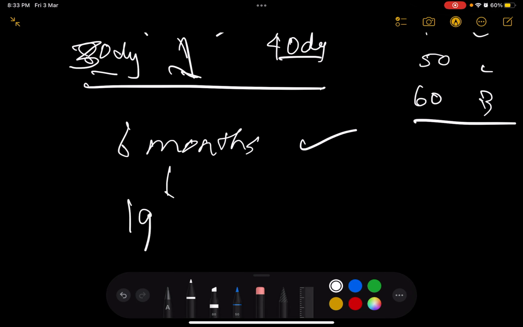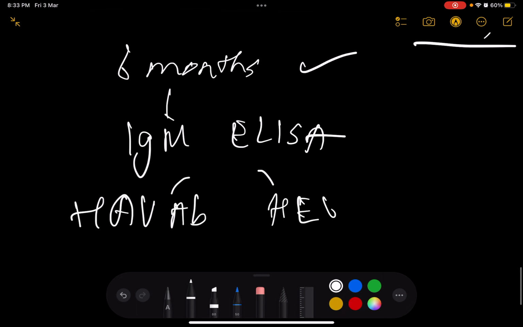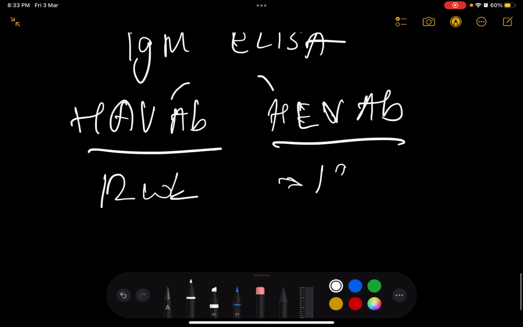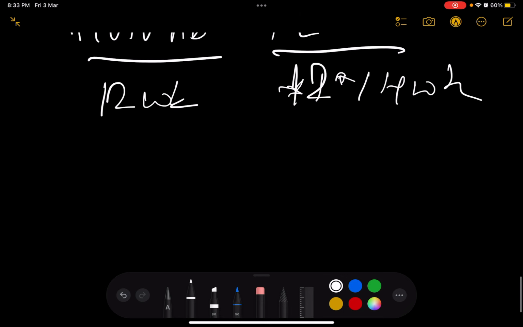So what you do is an IgM ELISA capture, and you check for HAV antibodies or HEV antibodies. Both of these antibodies come around 12 weeks, a little later than 12 weeks, I could write around 12 to 14 weeks. So around that time, you would definitely have these antibodies.